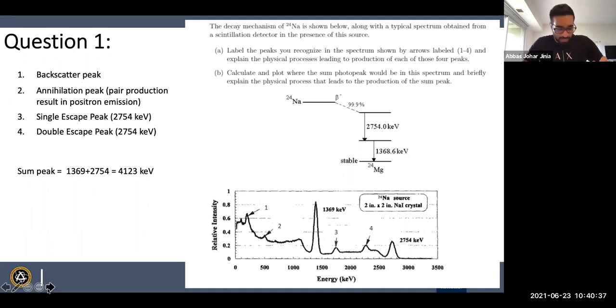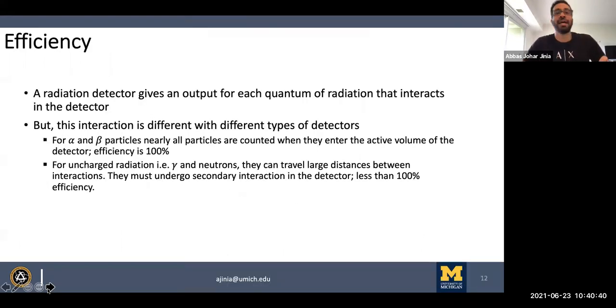Yeah, so let's move on to the next topic, and that is the efficiency of the detector. When we talk about efficiency, we want to see how much of the radiation we are able to detect. If we have a heavy charged particle, such as alpha or beta particles, these heavy charged particles don't travel very far. So once they enter your detector, the detector will be able to stop these particles and they will be detected.